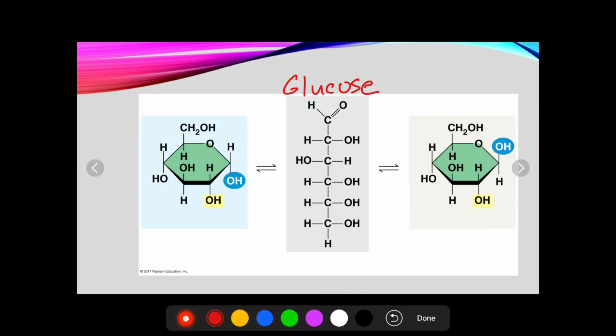If the carbonyl group, the O right here, is facing downward, we're going to call that an alpha glucose. If it is facing upward, that's a beta glucose. And remember, this would be a 3-dimensional structure. So on the plane, like if you were to look at the ring and turn it kind of up like this, then it's down versus up. But you'll never actually see it in 3 dimensions.